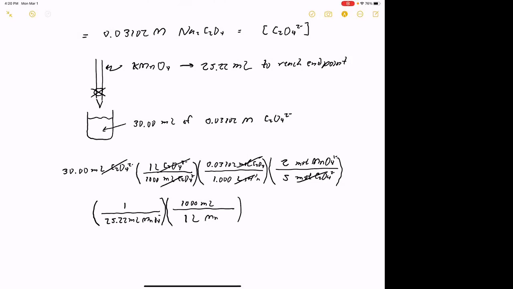That's MnO4. So what happens? Mils cancel with mils. What am I left with? I'm left with moles of MnO4 minus per 1 liter of the permanganate solution, and that's what I want to get me back to a concentration. When I work this out, you end up getting, to the right number of sig figs, 0.01476.